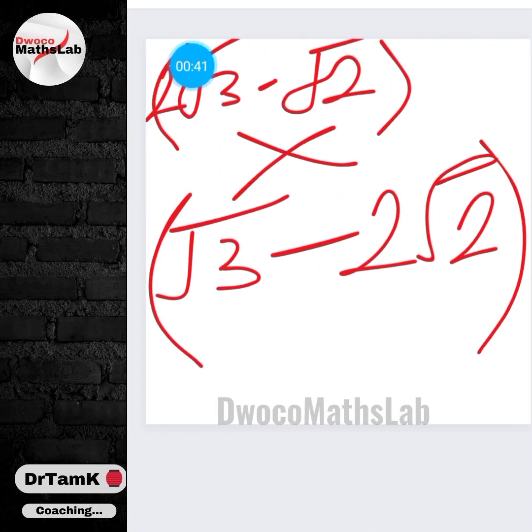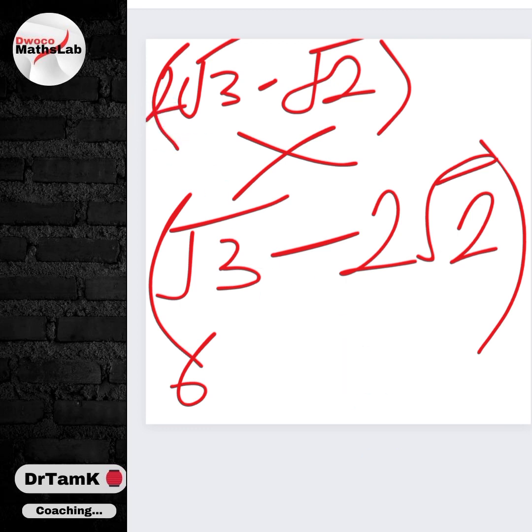So what I'm going to do is 2 root 3 times root 3. Root 3 times root 3 is root 9. Root 9 is 3. So 3 times 2 is 6. So I've got 6 there. Is that clear? Now root 3 times 2 root 2. 2 times 2 is 4, then root 3 times root 2 is root 6. So I'm going to get 4 root 6 with a minus sign. Is it clear? So I use this to multiply this to get this.